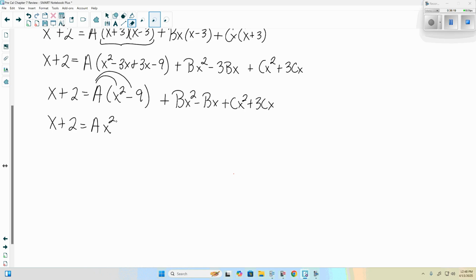Notice that we have ax squared minus 9a plus bx squared minus 3bx plus cx squared plus 3cx. I just realized that there was supposed to be a 3. I knew I missed a number. 3bx. That's 3bx. Yep.